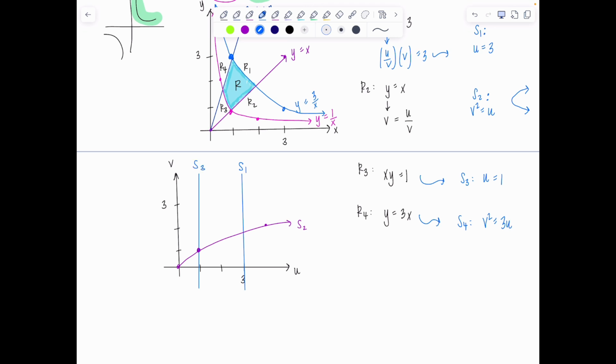3u equals v squared. Then it's just going to go through (3, 3), and (1, root 3), so 1 and about 1.7, and (0, 0). Okay. We got it? Okay, so our new region S is right here.